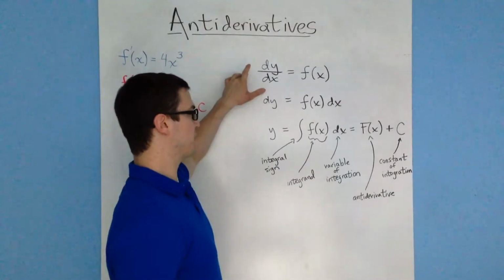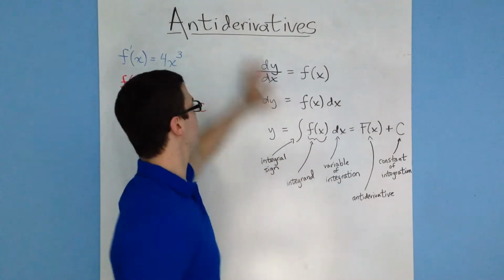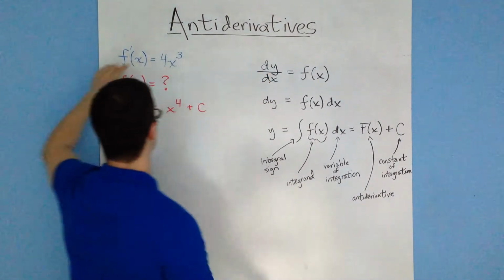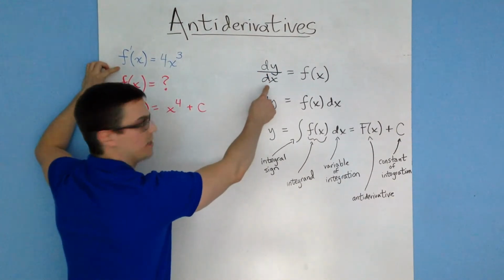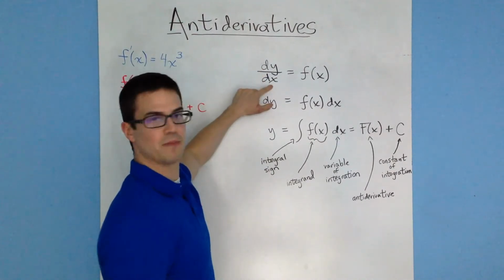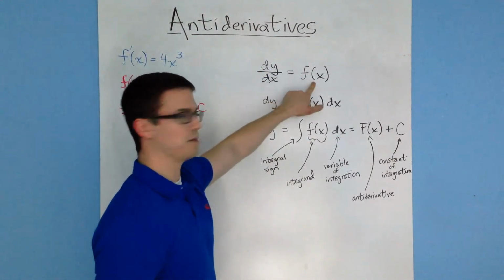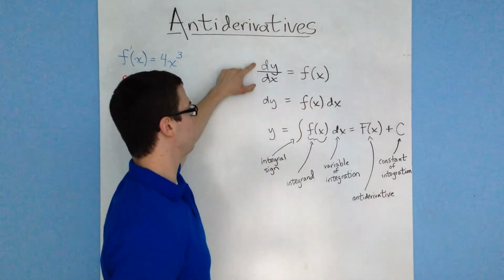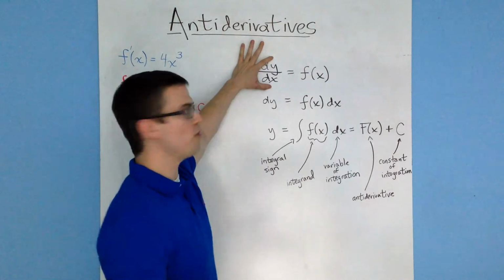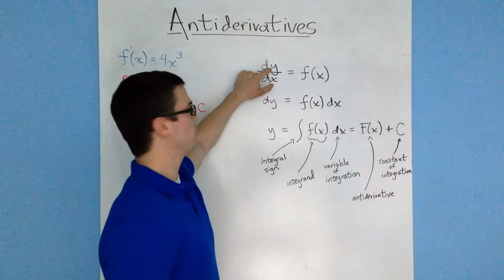Alright, so what I did over here is I kind of broke down the parts of an antiderivative. And this first part right here says dy over dx. It's the same thing as this f prime right here. If you remember your derivative notation, this just means the derivative of y with respect to x. And I'm setting it equal to some function. Okay, so I want to find the antiderivative of this dy over dx. So that means I'm trying to solve for that y. So I'm trying to get that y by itself.